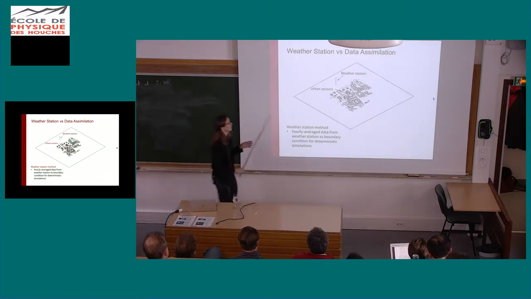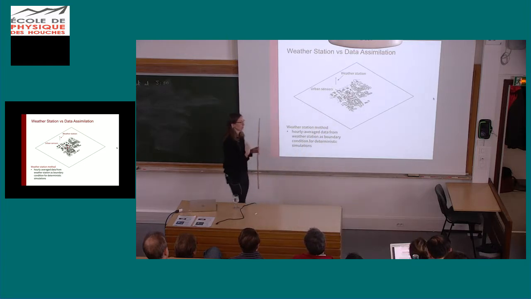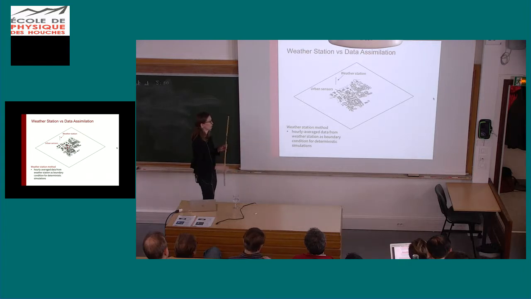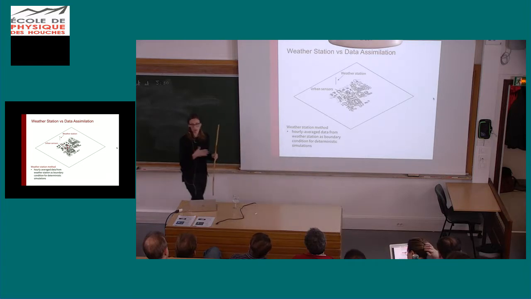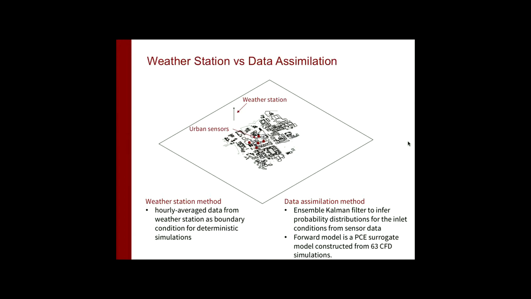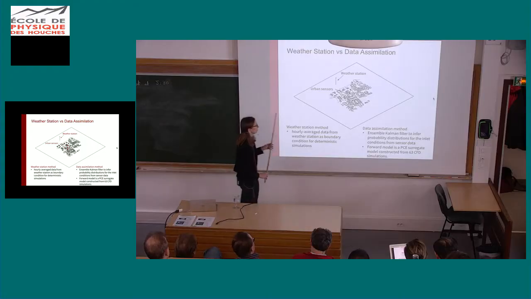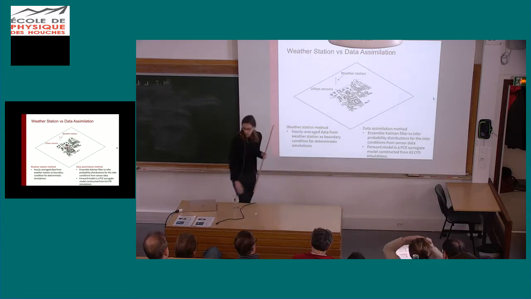What people do in practice is, okay, they want to look at the wind climate in this area. They look for the nearest weather station, take that weather station data, usually hourly average data, and use that as boundary conditions for their deterministic simulations. And they'll run a number of different wind directions. We said, okay, what if we have sensors in our urban area? We decided to use an ensemble Kalman filter. It's very easy to implement, to infer probability distributions for our inlet conditions from the sensor data.